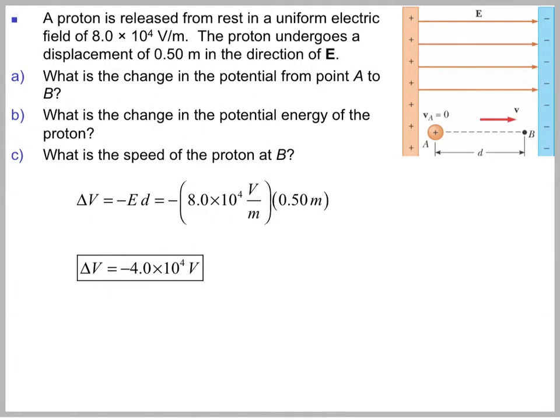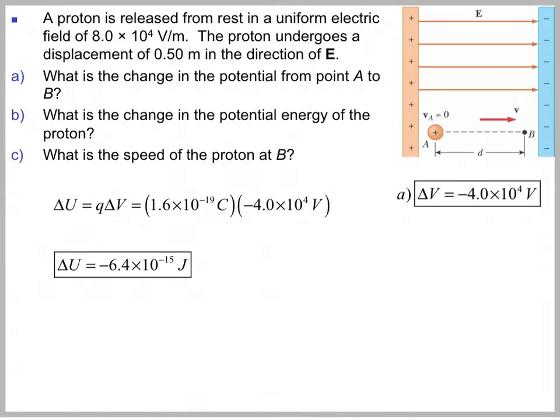So now, how do I get the change in potential energy? Well, change in potential energy is just charge times the change in potential. So in this case, it's 1.6 times 10 to the minus 19 coulombs, the charge of a proton, times our voltage. And we get a change in potential energy of minus 6.4 times 10 to the minus 15 joules.